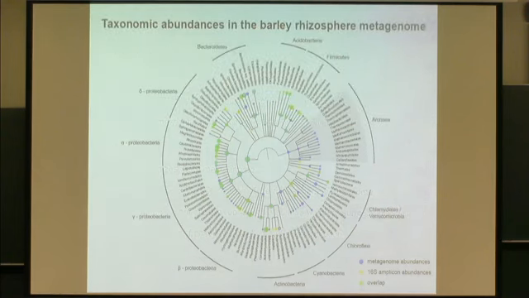So maybe I will just go quickly through this: you can also look at how the abundances that you estimate from the 16S survey correlate to the abundances that you estimate from the metagenome survey.